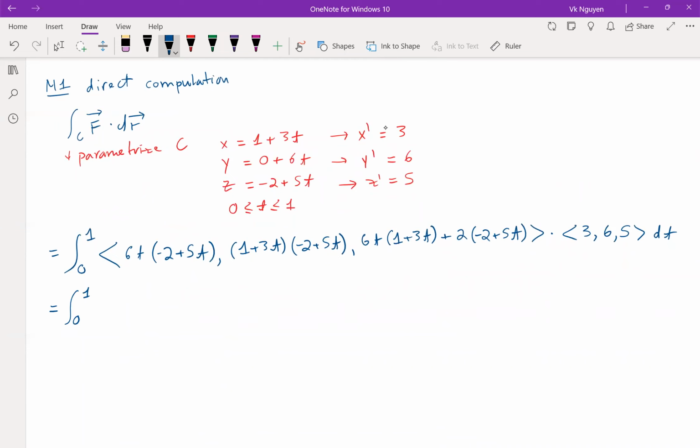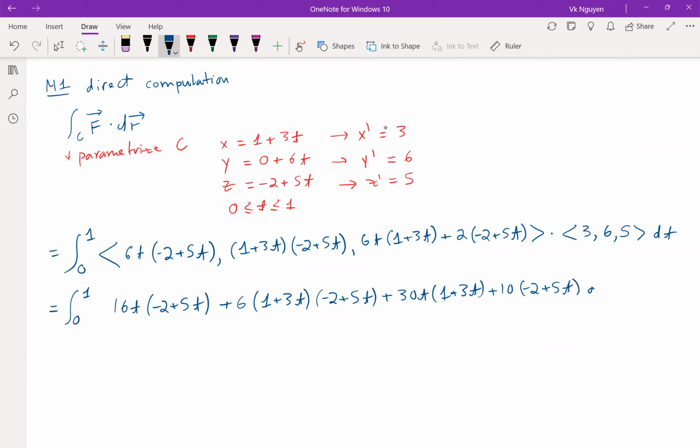Okay, well, what do we have? We have 3 times 6, so that would be 18t times (negative 2 plus 5t), plus 6 times (1 plus 3t) times (negative 2 plus 5t), and then 5 times this one, which is 5 times 6 is 30t times (1 plus 3t), plus 5 times 2 is 10 times (negative 2 plus 5t) dt.